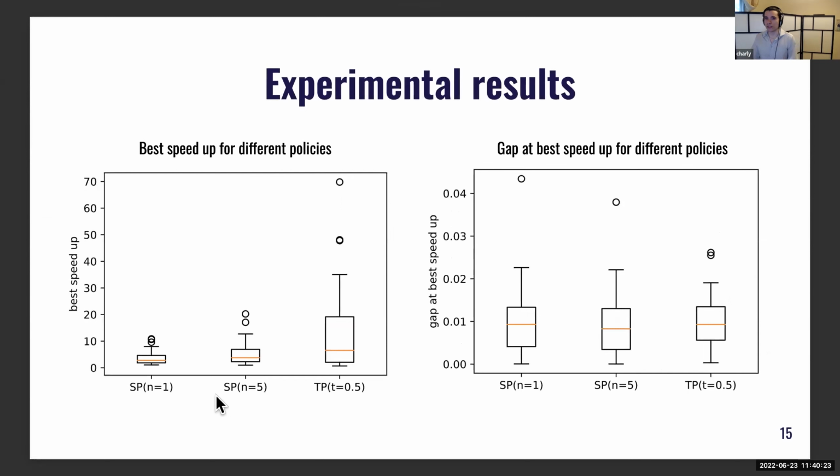We also have a graph on the speedup. For SP, we had up to 10x, whereas TP was up to 20x speedup. And we also show the gap here. In all our three policies, we had a gap below 2%.